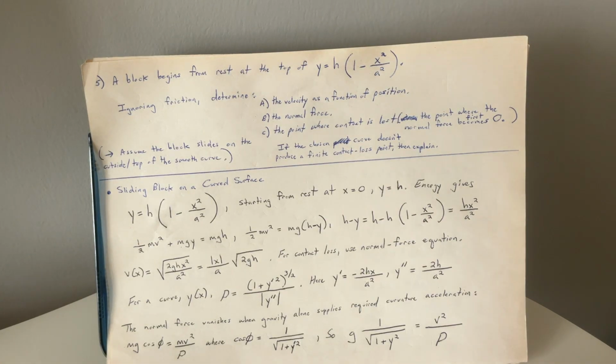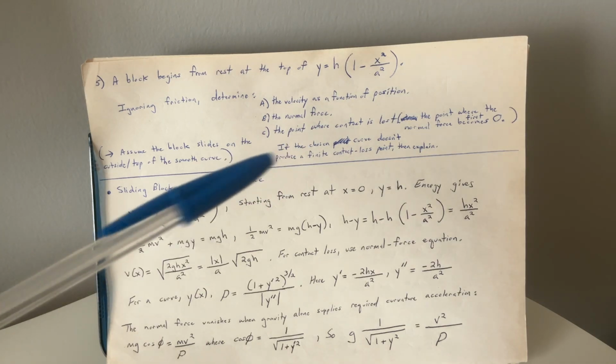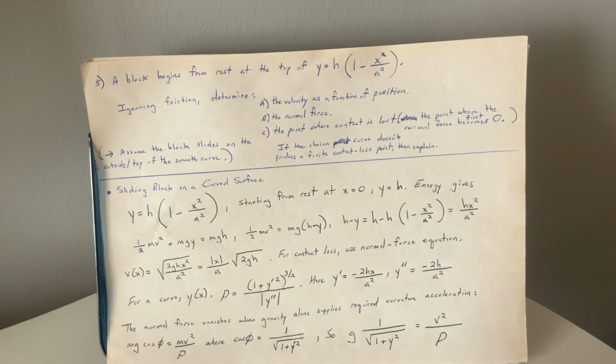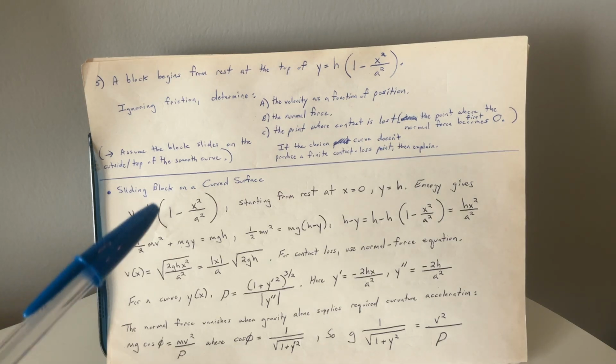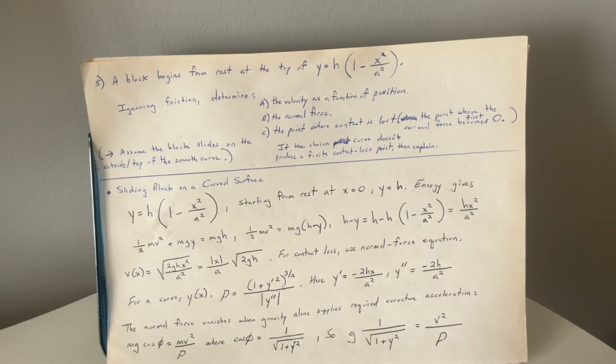And a couple of things we're going to assume here: assume the block slides on the outside, the top of the smooth curve. And if the chosen curve doesn't produce a finite contact loss point, then we should explain why. So this is a sliding block on a curved surface problem.